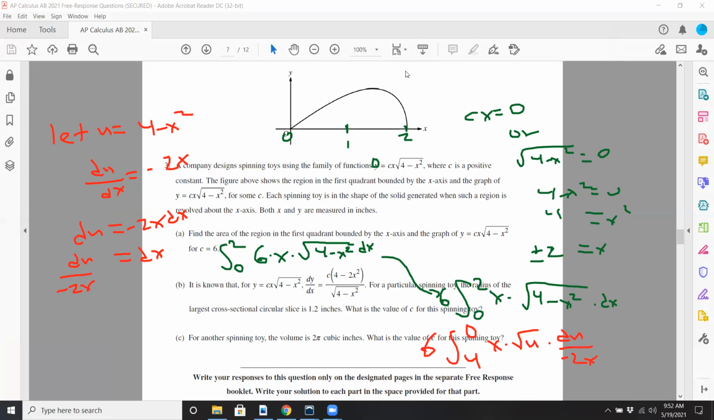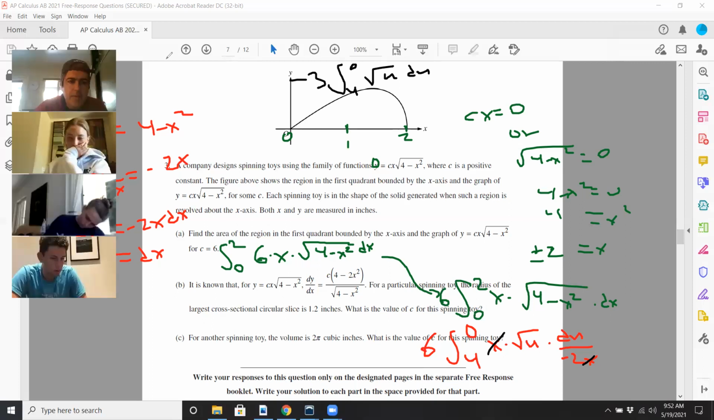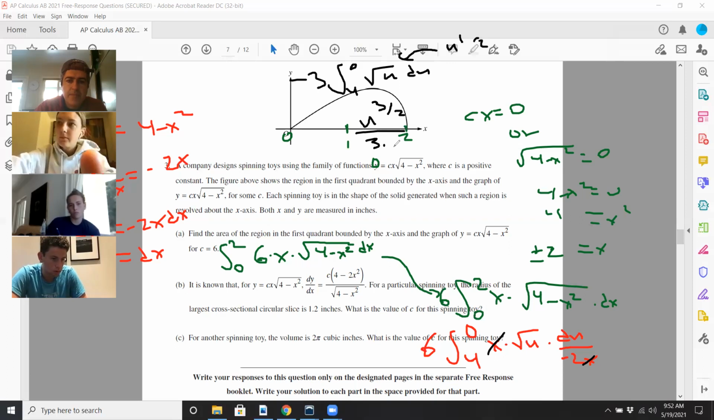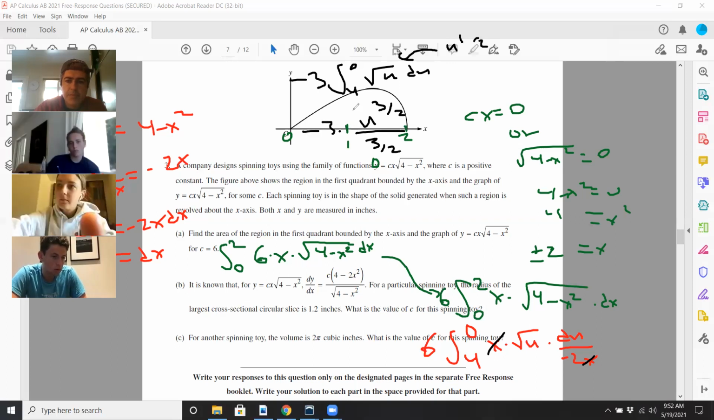The x's will cancel, as they should. 6 over negative 2 is negative 3, so you've got negative 3 times the integral from 4 to 0 of root u du. Now, if you integrate that correctly, that's u to the 1/2, right? Add 1 to the exponent, divide by the new exponent. u to the 3/2, divided by 3/2, with negative 3 being multiplied to it. We go from 4 to 0.